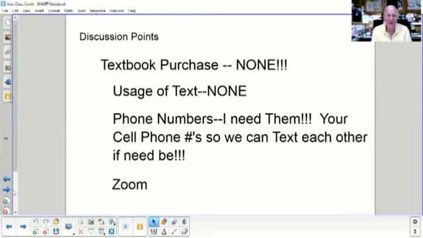Textbook purchase. There is no textbook purchase. Please do not purchase the textbook. You do not need to use the textbook. I will be using pieces of the textbook in the course as we go along, but you will not have to buy the text. So we will not be using it, okay?